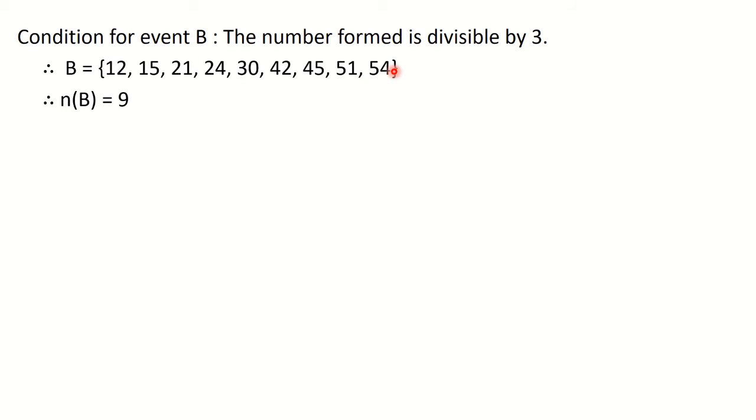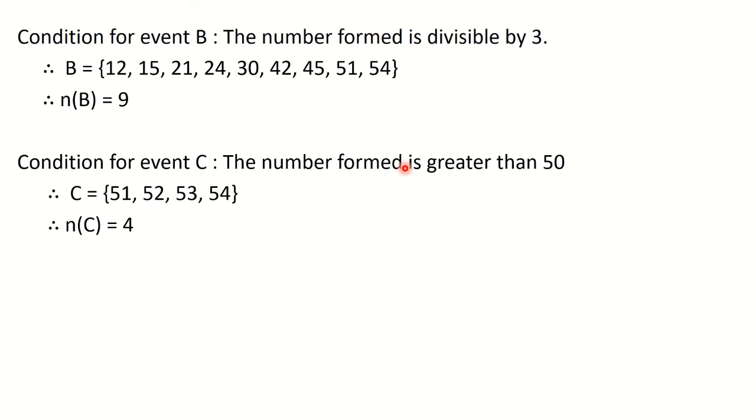So all these sample points are divisible by 3. So they give us set B. And here N of B is equal to 9. We have 9 sample points. Okay. Let us go for the third condition now.